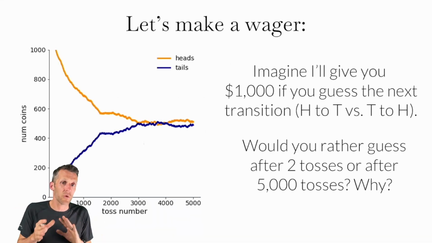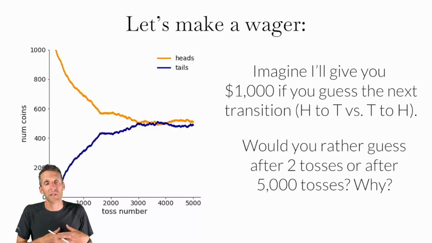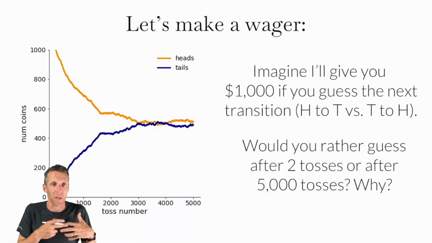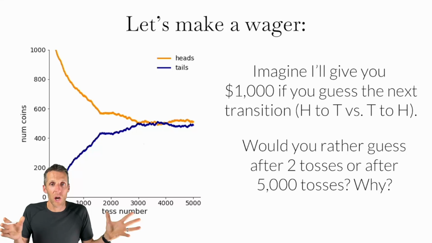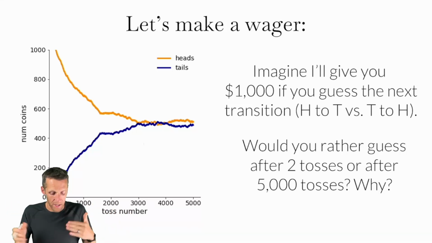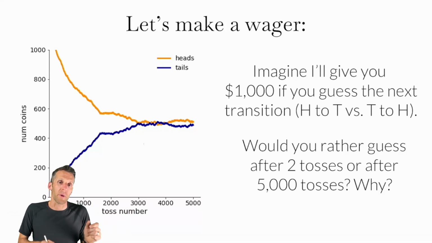In this case, I'd like you to imagine we're making a wager. Imagine that I have a lot more money than I actually have, and I'm going to give $1,000 to you and everyone else who guesses what the next transition will be. So you're basically trying to guess whether you're going to see a head to tails next or a tails to heads. I give you the option that you could guess either after 2 tosses, so over here, or after 5,000 tosses over here. Which would you take and why? Would you rather take the bet over here or over here?